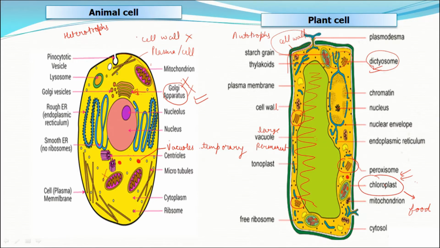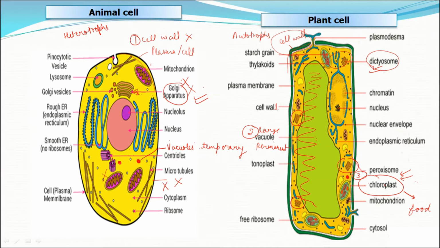Let's recall it one more time. Cell wall is absent in animal cell while it is present in plant cell. Second, small vacuoles are present in animal cell which are temporary, and in plant cell a large central vacuole is present which is permanent. Third difference is plastids are present in plant cells while plastids are completely absent in animal cells.